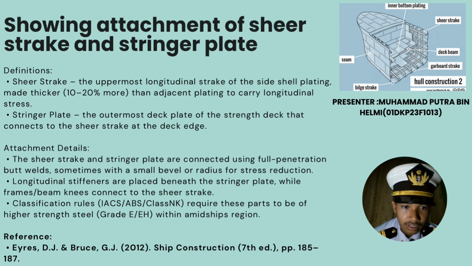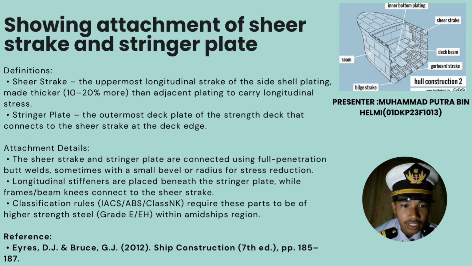The sheer strake and stringer plate are joined using full penetration butt welds. Sometimes a small bevel or radius is added to reduce stress concentration. Beneath the stringer plate, longitudinal stiffeners are fitted. These stiffeners provide additional strength. Meanwhile, frames and beam knees are connected to the sheer strake.